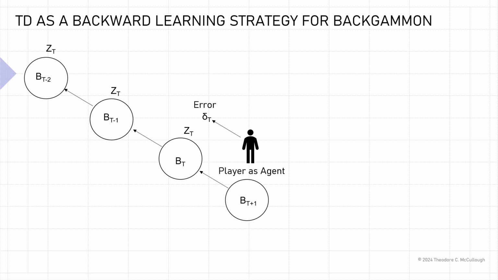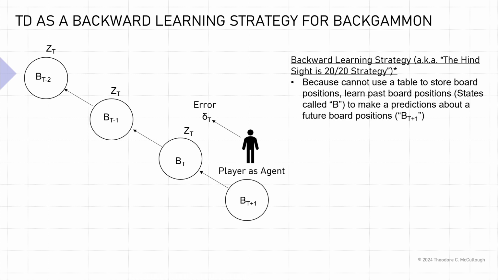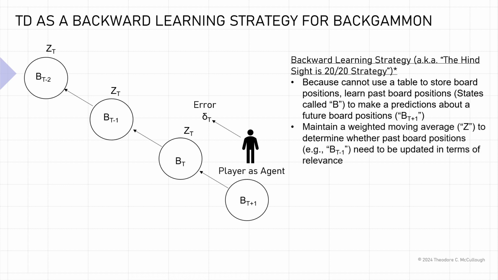Temporal difference learning can also be understood as a backward learning strategy, especially when talking about backgammon. Let me explain. A backward learning strategy can be akin to the notion that hindsight is 20/20. In particular, because you cannot use a table to store board positions, you learn past board positions, or states called B, to make predictions about future board positions, such as B, T plus 1.